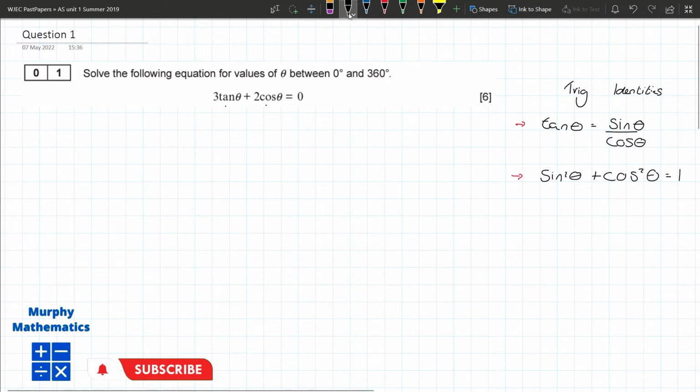Okay, so what we're going to try and do is plug our trig identities into our equation just to get them into the same trig function. So here we go, we've got tan theta, so what we can do is plug our tan theta equals sine theta over cos theta in as tan theta. So here we go, we're going to have 3 lots of sine theta over cos theta plus 2 cos theta equals 0.